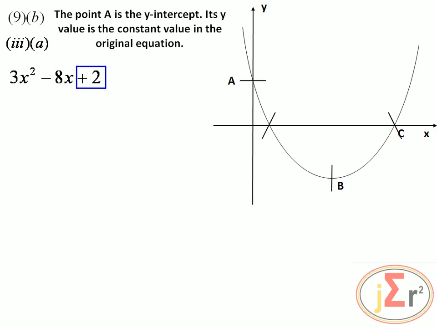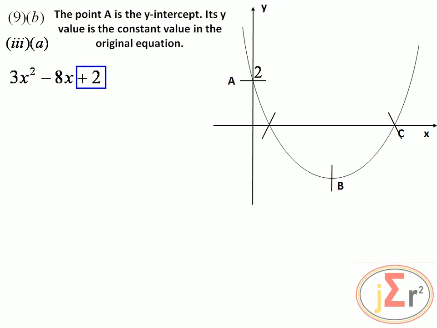The constant value is always the y-intercept. Why is it the y-intercept? Because it occurs when x is equal to 0. That is, on this axis, x is equal to 0. If we put 0 here, 0 here, then this term will be equal to 0, this term will be equal to 0, and all that will be left is 2.